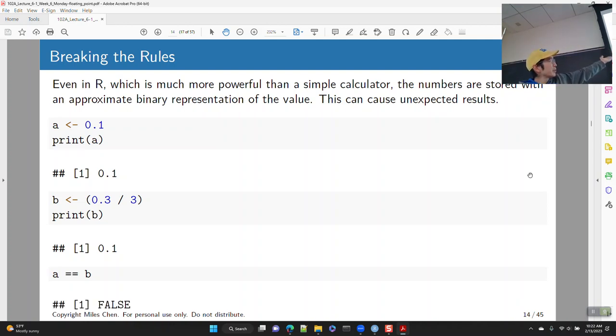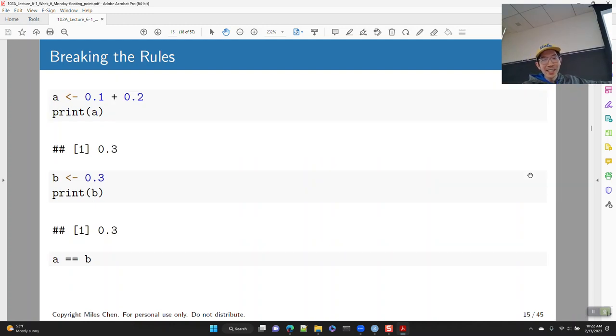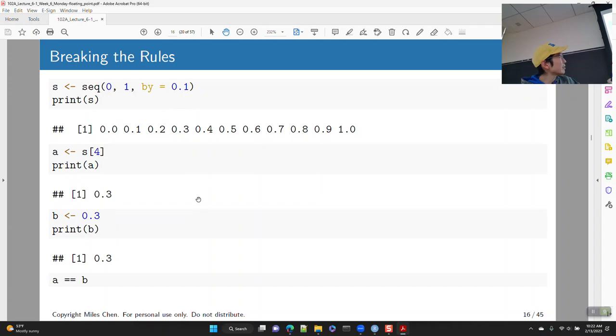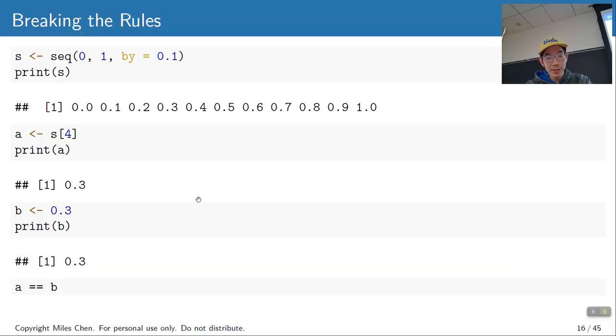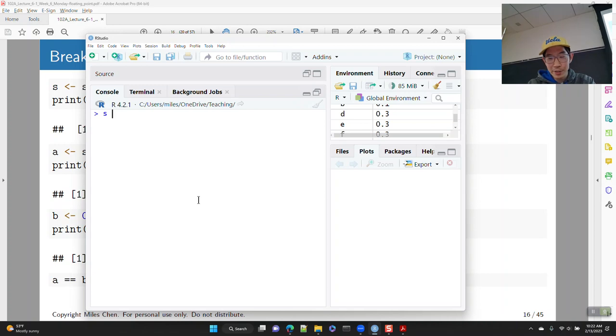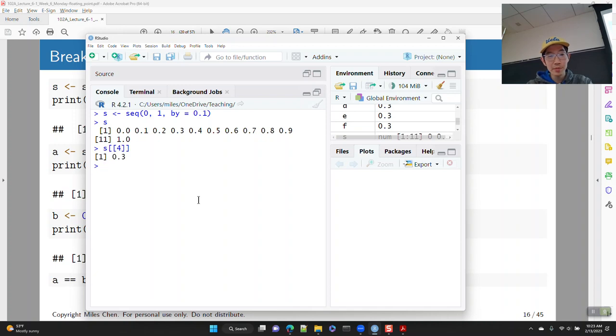So here's an example: 0.1, and 0.3 divided by 3, you get 0.1. 0.1 plus 0.2 looks like 0.3, and B is 0.3, but are those things equal? They're not. What if I do a sequence? Let's make a sequence from 0 to 1 by steps of 0.1. So here's S. What is the fourth value in S? It's 0.3. Is that equal to 0.3? And it's not. Okay.